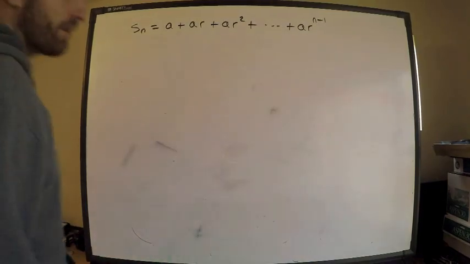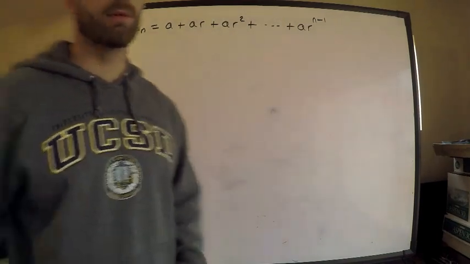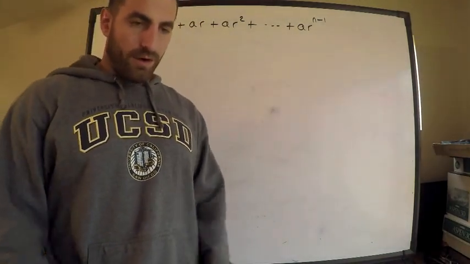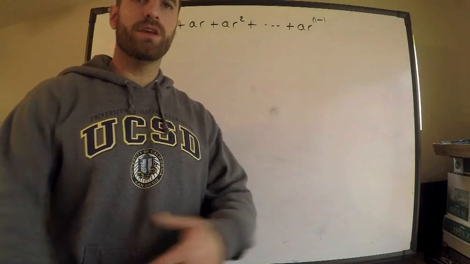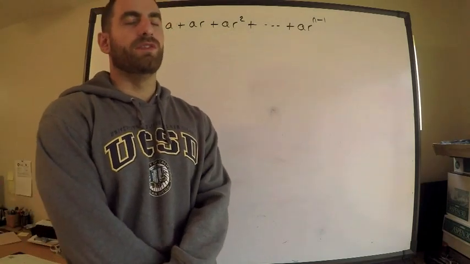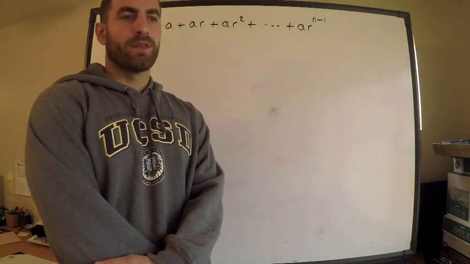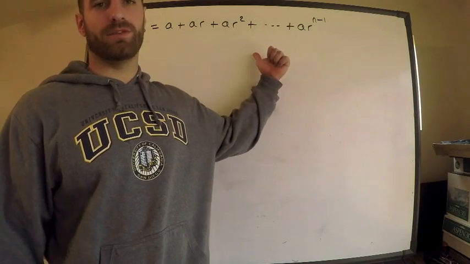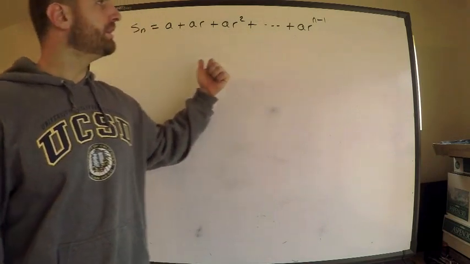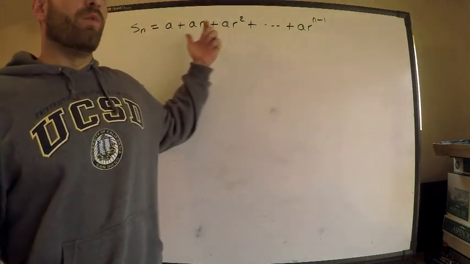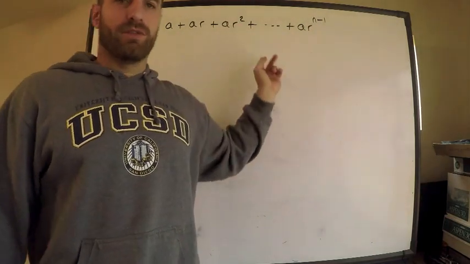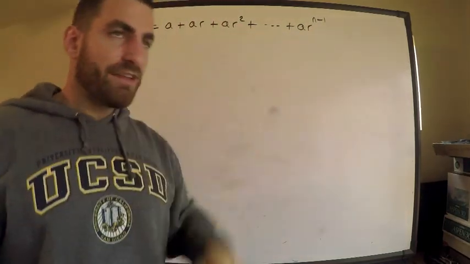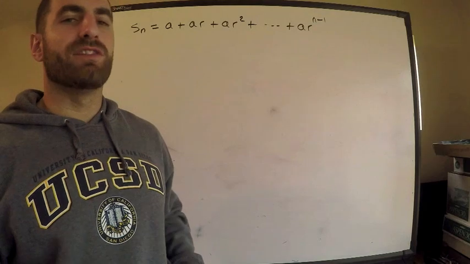Alright, I want to make a video, it's been a long time coming really, for basically just showing you what's going on with the geometric sum. This is a finite geometric sum. This is called the nth partial sum. You may be wondering, why do I have n minus 1 if this is the nth partial sum? If you recall, the nth partial sum means the sum of the first n terms.